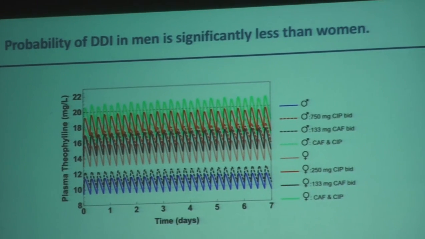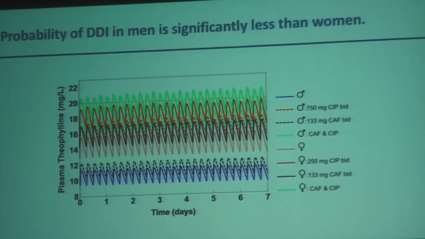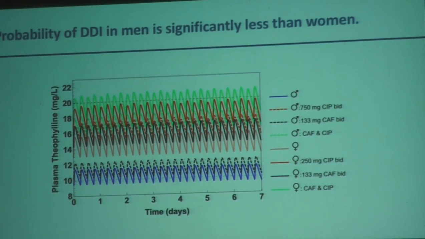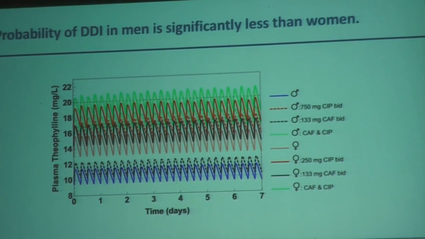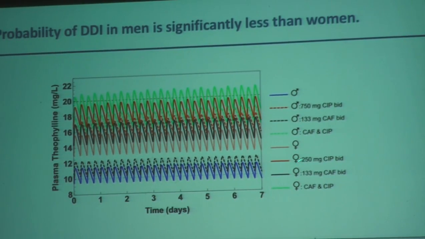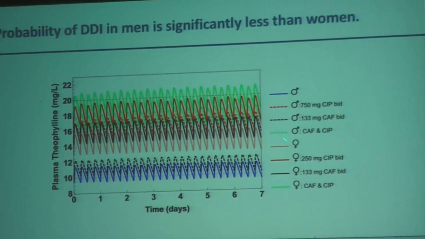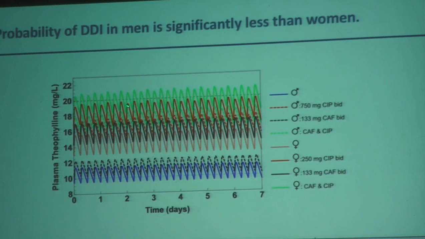Here you see that when men take 600 milligrams of theophylline, 750 milligrams of ciprofloxacin, and 133 milligrams of caffeine, all of them together, they still do not get anywhere near the level where they might have any kind of adverse drug reaction. On the other hand, women, if they take 1/3 of the amount of ciprofloxacin that the men took, caffeine and theophylline, they already are up there.